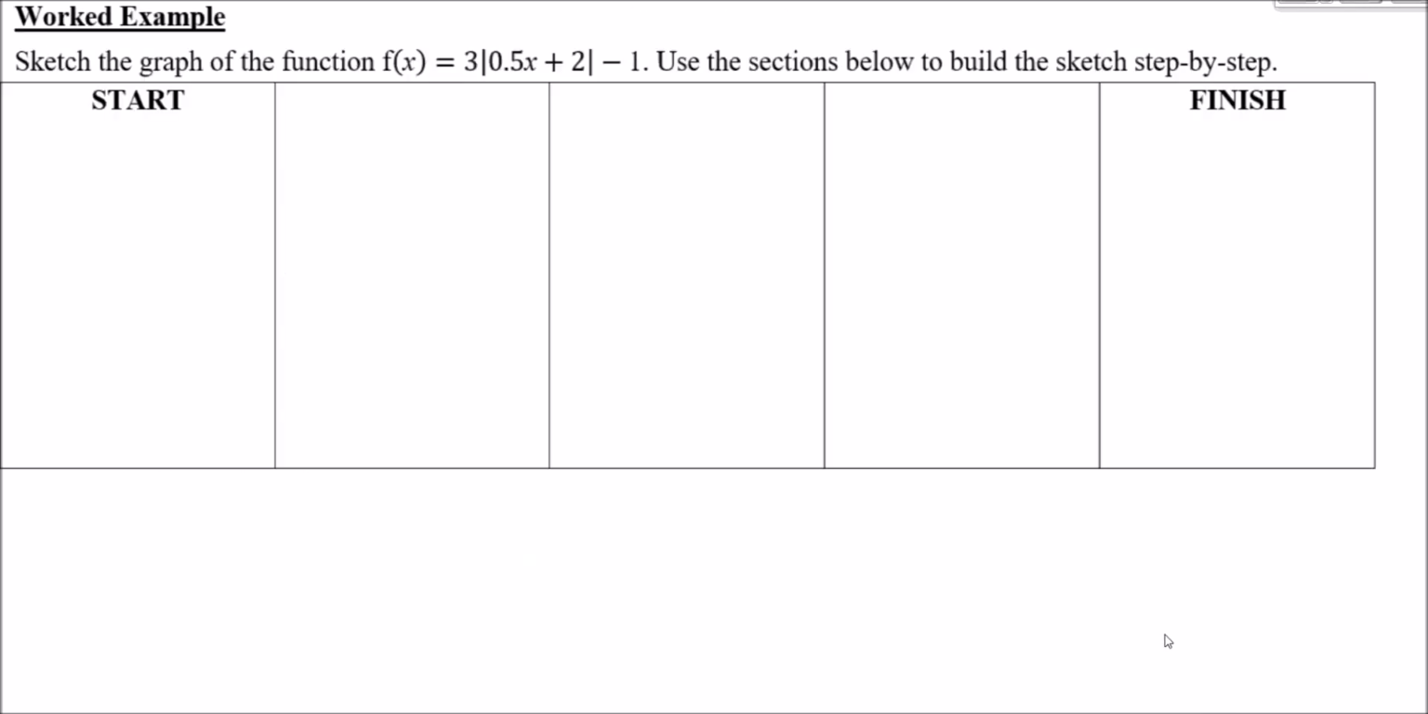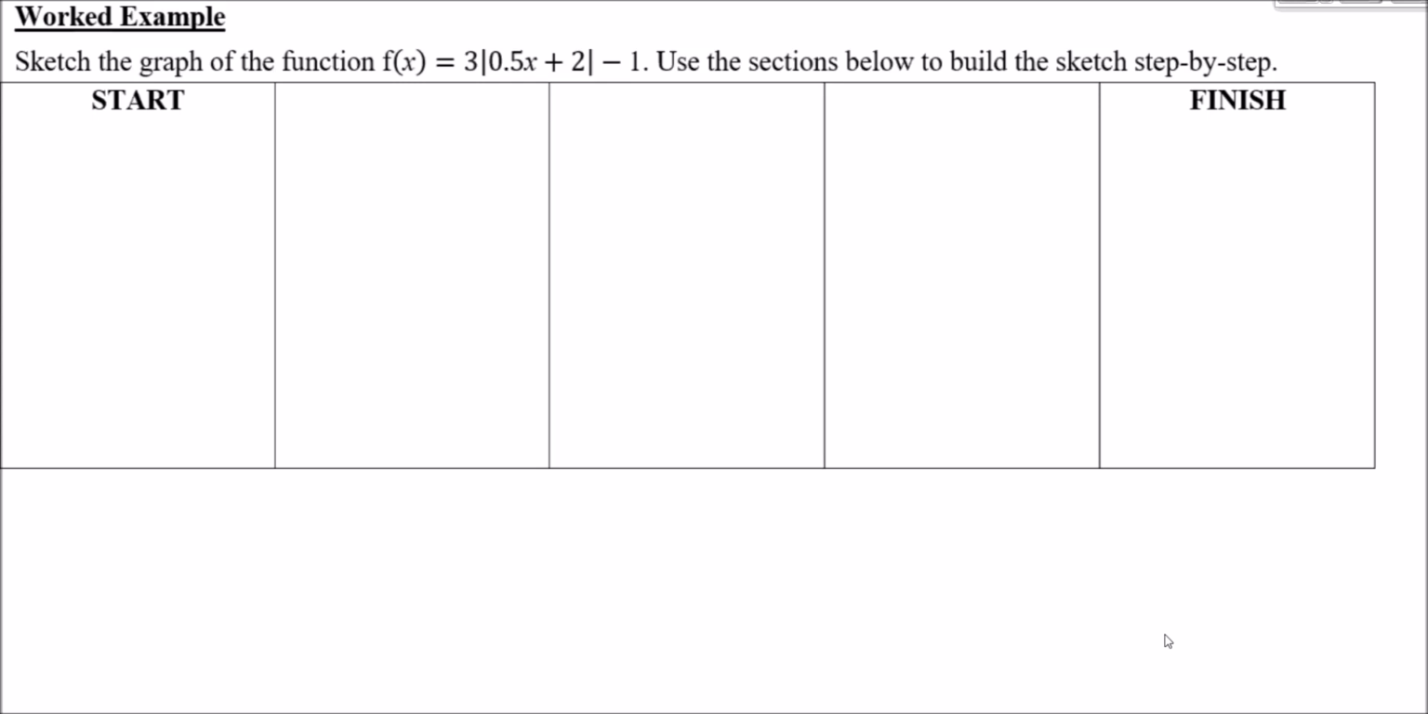Now, let's try another one. So this one I've made harder, as you can see, more complicated. So let's sketch the graph of a function f of x is 3 lots of the modulus of 0.5x plus 2, end modulus, then all that minus 1. So I put the sections in here to build a step-by-step process for you, like a flowchart almost. You can pause the video now and have a go yourself if you'd like, or if you want to, press play and then I'll guide you through how I'd probably think about doing it.